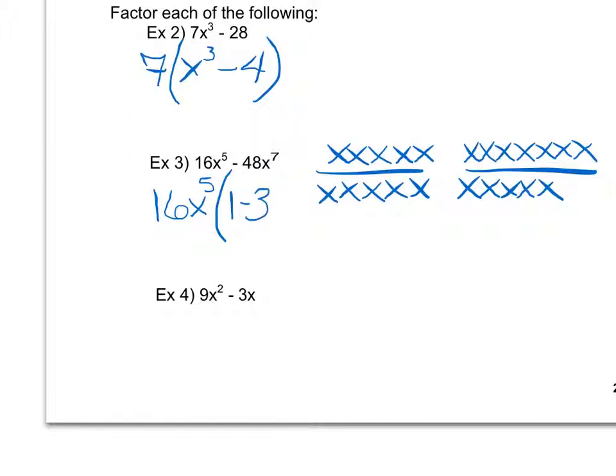X to the seventh divided by x to the fifth. Well, if I come over here and do some canceling, I notice that I'm left with x times x, or x squared. I close my parenthesis to symbolize I am done. I do have a multiplication problem here, 16x to the fifth times 1 minus 3x squared, so I have successfully factored example 3.